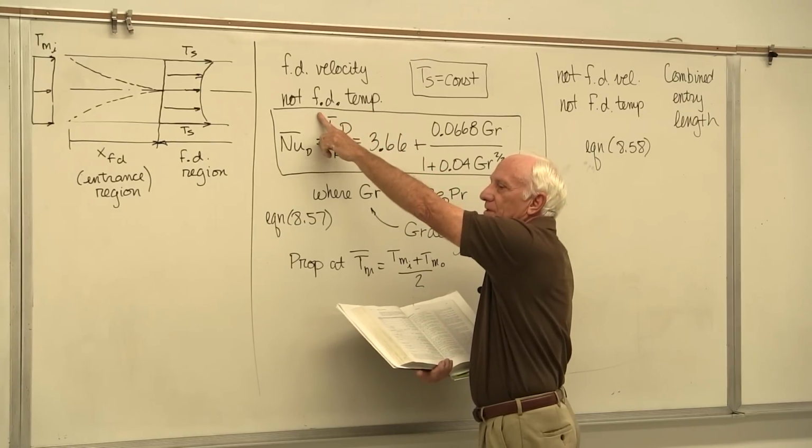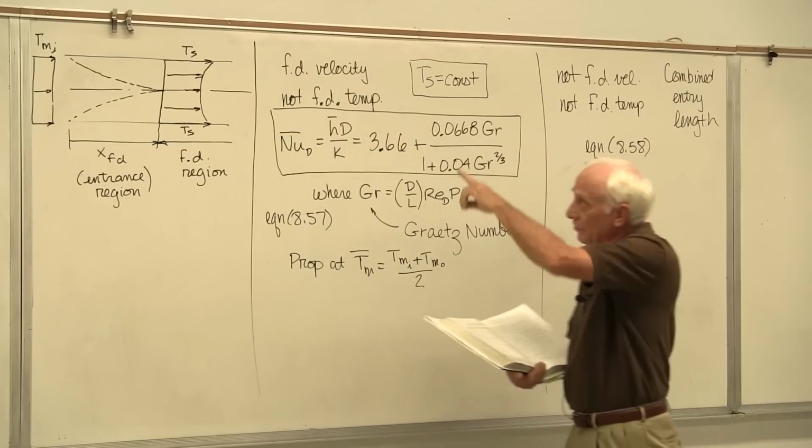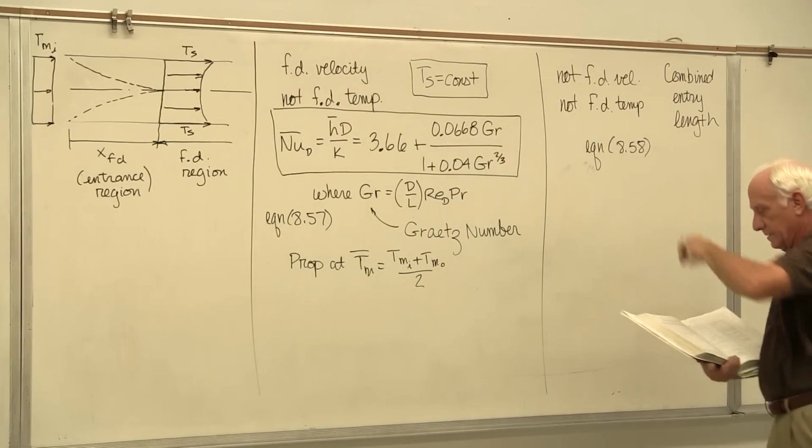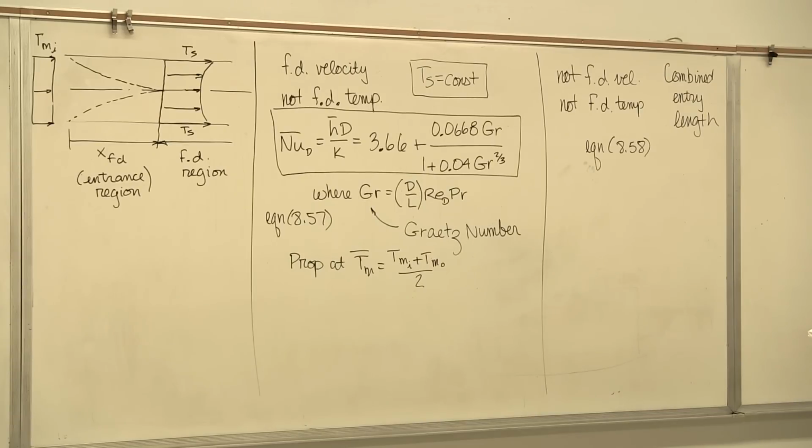Thermal, or temperature, is not fully developed. So the entry region is not fully developed there. That's called thermal entry. This is called combined length. Uniform surface temperature. It's for Ts equal constant. Big box on top. It says the Graetz number is D over X, Reynolds, Prandtl. Okay, it gave you the Graetz number.